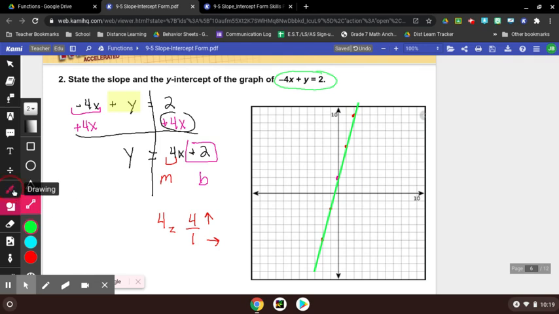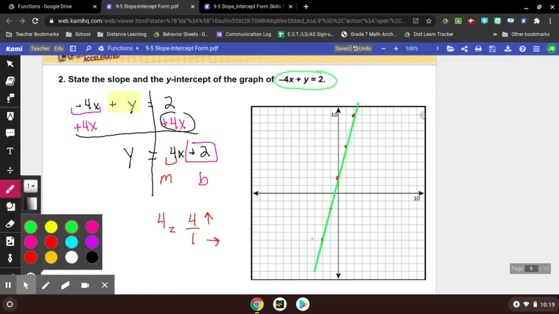So I'm going to draw my line, and I'm going to add my arrows to show that this is going forever in both directions. Okay, so that's how we would solve an equation that is not necessarily in slope-intercept form, but we would put it into slope-intercept form, and then from there, we would be able to graph it because we could identify the slope and we could identify the y-intercept.